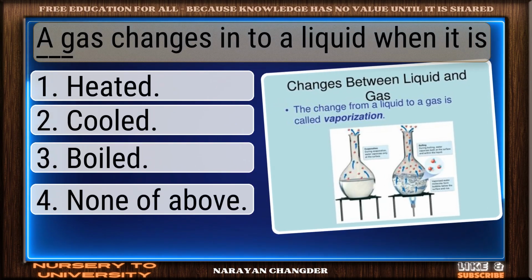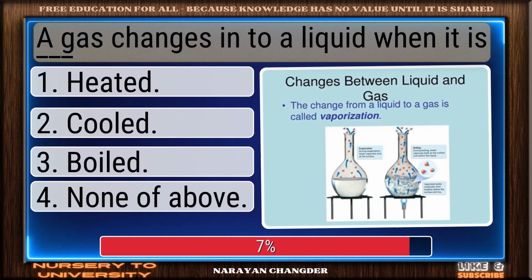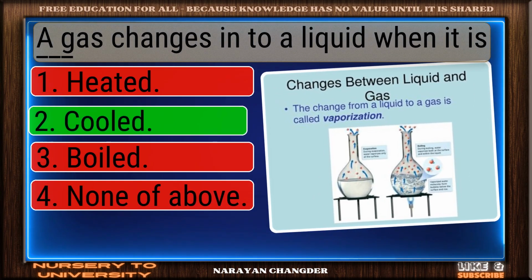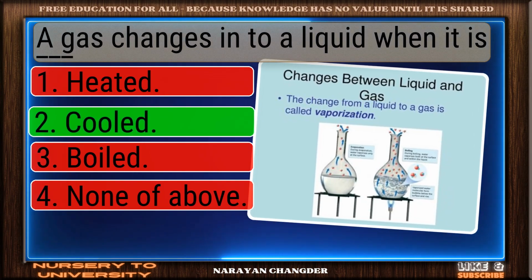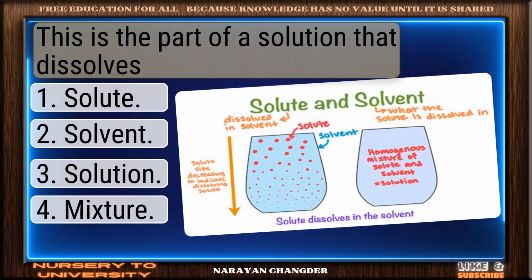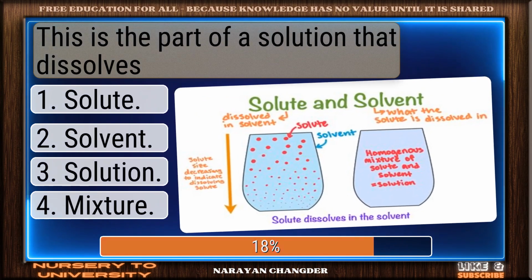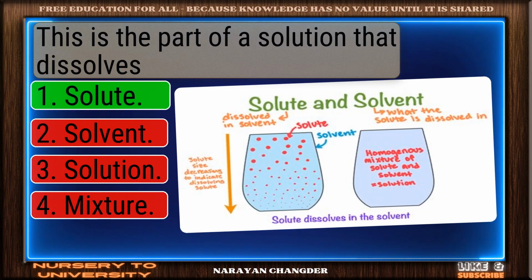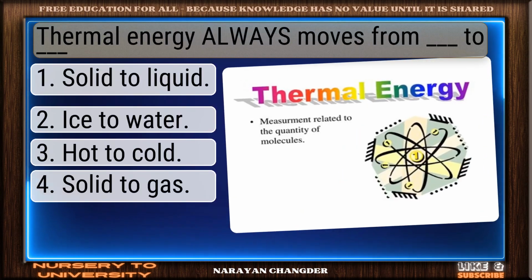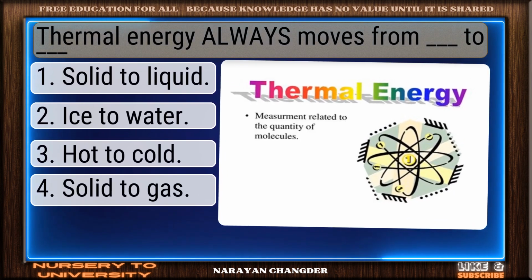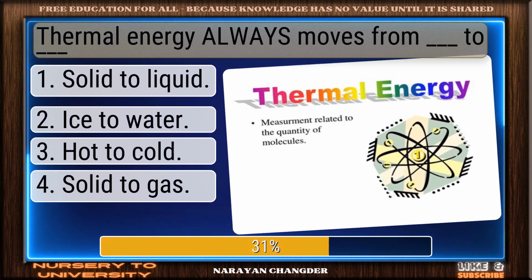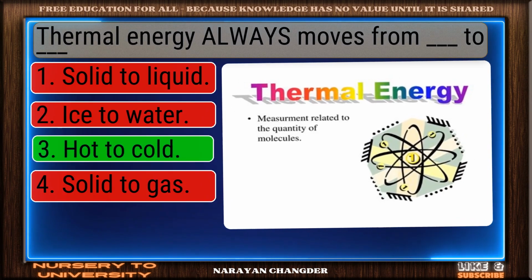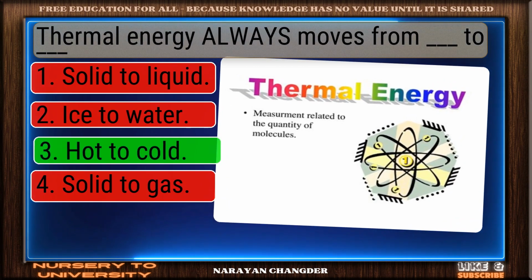A gas changes into a liquid when it is dash. Right again. Cooled is a valid answer. This is the part of a solution that dissolves. Solid response. Solute is a valid choice. Thermal energy always moves from dash to dash. Clear logic. Your choice hot to cold is sound and 100% true.